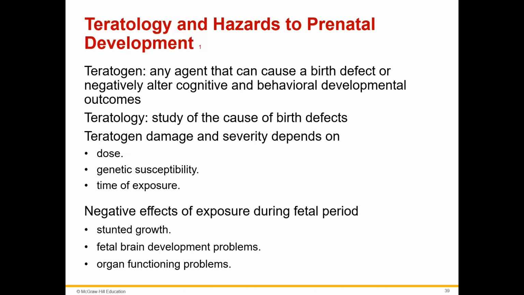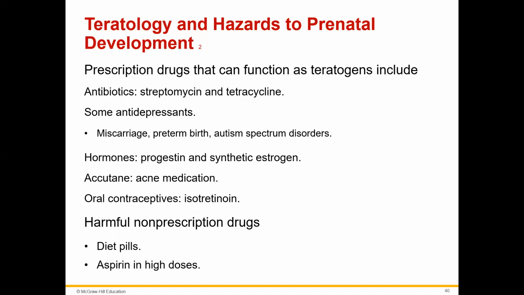All right, negative exposures, effects of exposure during the fetal period. These are the effects that happen later. If they happen during the fetal period after the high risk period, you get things like stunted growth, fetal brain development problems, organ functioning problems. We're going to look at specific problems that happen if teratogens are introduced at risky times.